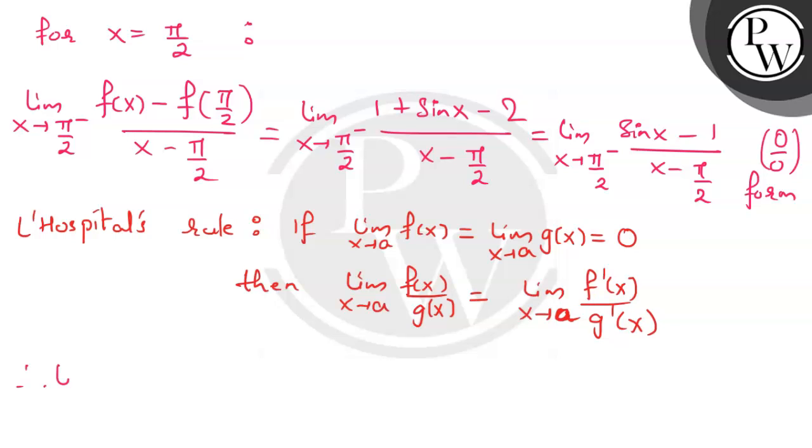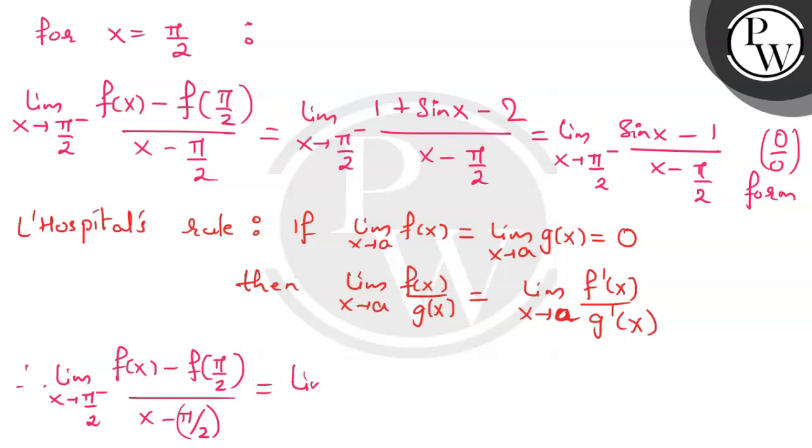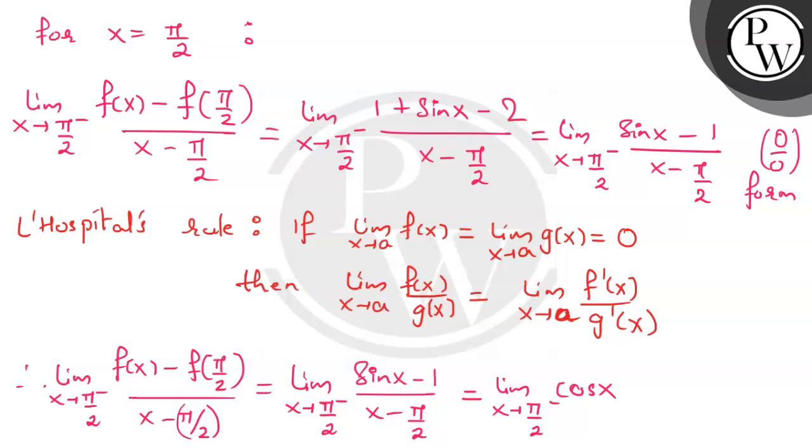So therefore we have limit as x goes to pi by 2 minus of f(x) minus f(pi by 2) divided by x minus pi by 2 equal to limit as x goes to pi by 2 minus of sin x minus 1 divided by x minus pi by 2. अब L'Hopital's rule अप्लाई कर लेंगे, so यहाँ आ जाएगा न्यूमरेटर का डेरिवेटिव cos x and डिनोमिनेटर का 1, so this is limit as x goes to pi by 2 minus of cos x, and यहाँ पर as x goes to pi by 2 minus cos x goes to 0, so the limiting value is 0.